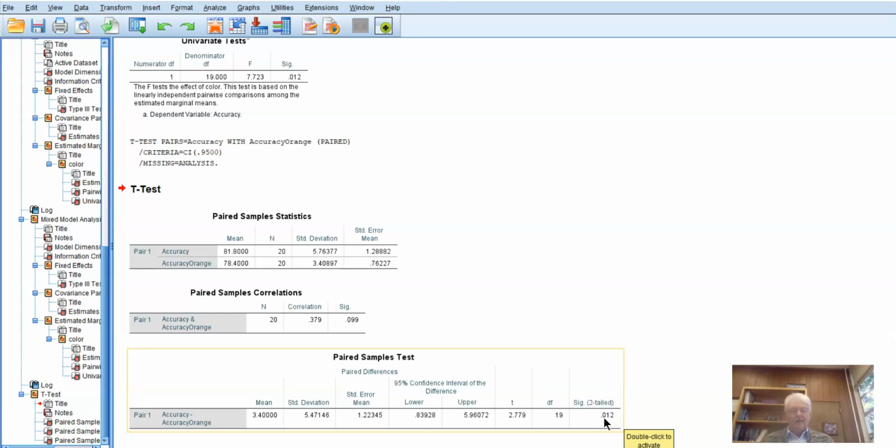The mixed model main effect is 0.02, the f-test. The t-test or the paired comparisons in the mixed model is 0.012. And if we do a paired t-test, it's also 0.012. This is why the simplest way to do this analysis is to do a paired t-test.